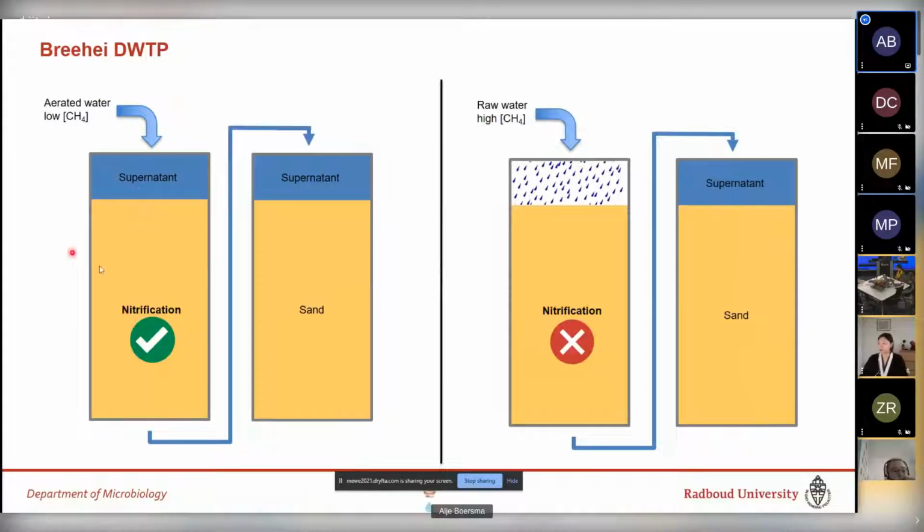What the operator saw was that nitrification was performing well in the submerged rapid sand filter, but was not performing at all in the trickling filter. And this gave us the idea that this might be a nice system to study what the influence of methane is on nitrification in a full-scale system.